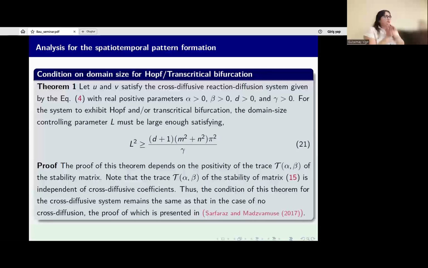And again, this doesn't include any cross-diffusion parameters. Therefore, it's going to stay the same way without the cross-diffusion. The work actually is an extension of this work done by, these are my collaborators in this paper. I'll mention them in the end. So this is true without cross-diffusion.